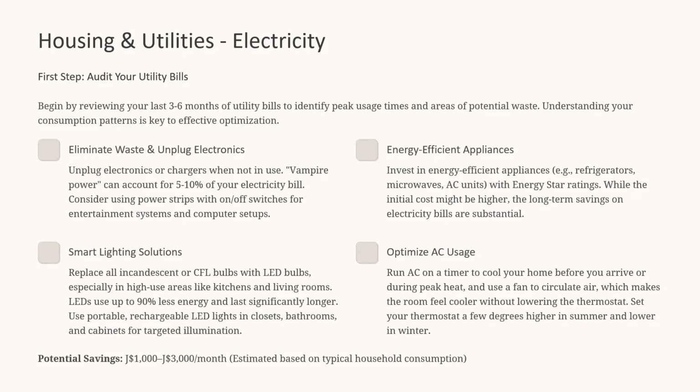Another thing you can do is to start using smart lighting solutions. You can replace all of your incandescent or fluorescent bulbs with LED light bulbs. This would be particularly useful in your high use areas, like your kitchen, your living room, and the bathroom. I take it a bit further, and what I do is I actually install portable, rechargeable LED lights for different areas in my apartment.